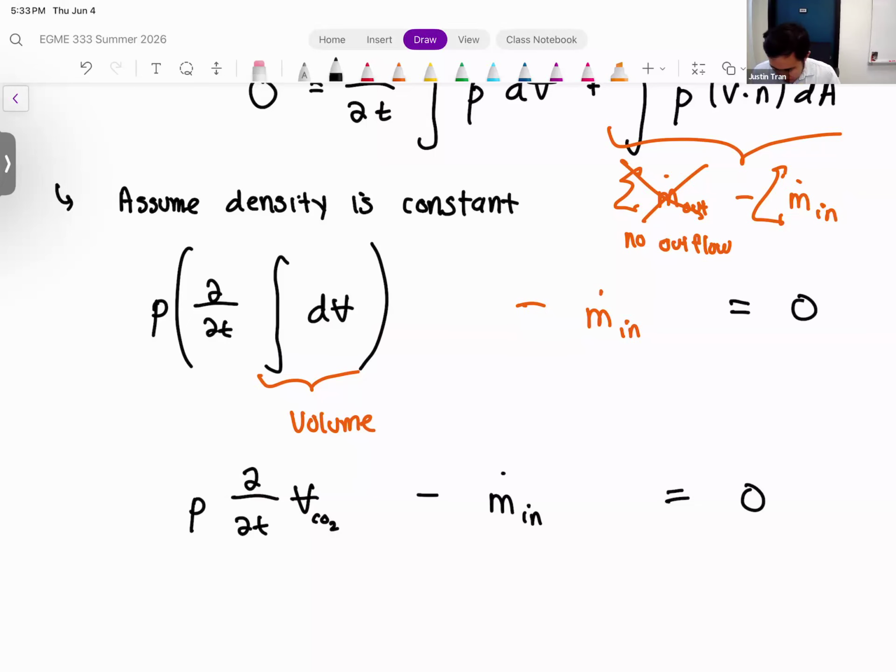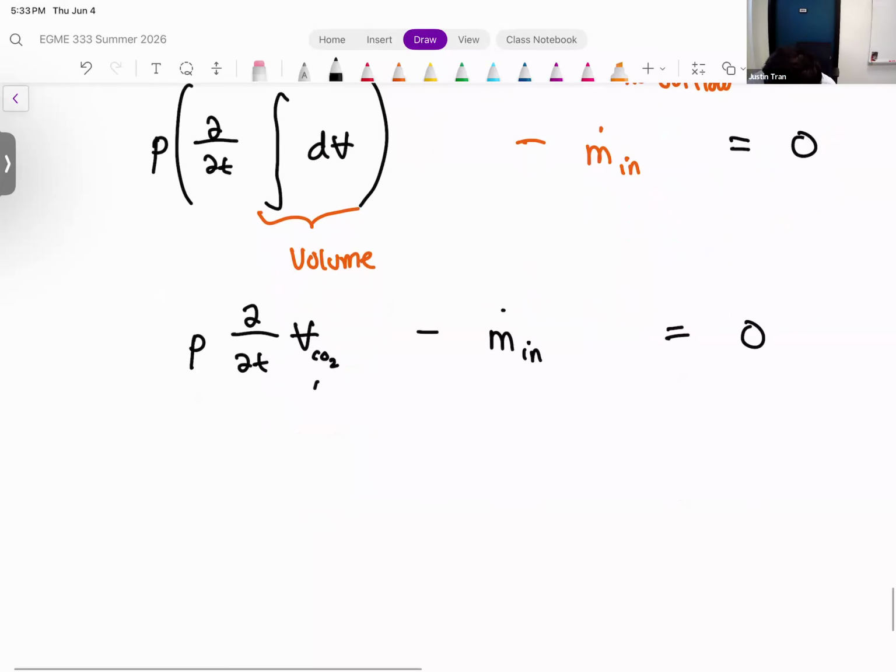Next, let's plug in for the volume. For the volume of this trench, we have just a rectangular box trench, so the volume of the trench is the product of the length multiplied by the depth multiplied by the height.